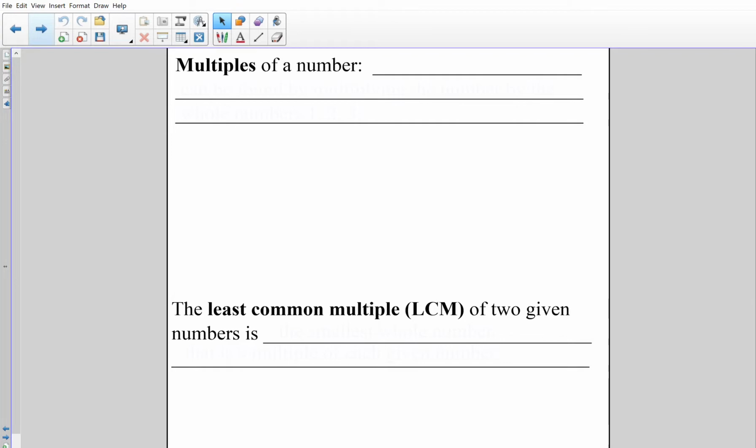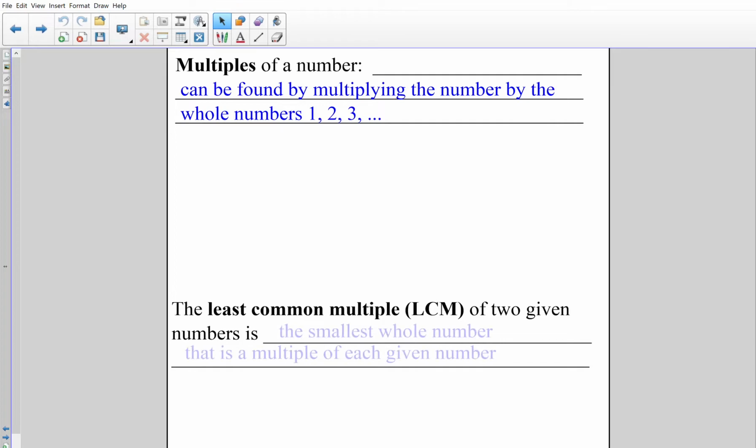So multiples of a number. A multiple of a number can be found by multiplying the number by a whole number, 1, 2, 3, etc. And what we're going to be looking for is the least common multiple of the two given numbers, and sometimes 3, 4, whatever. It's the smallest whole number that is a multiple of each given number. So that's really the two definitions that we're going to talk about first.